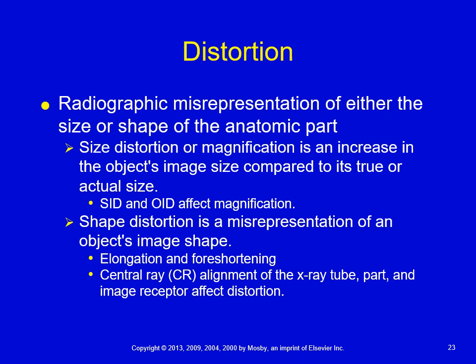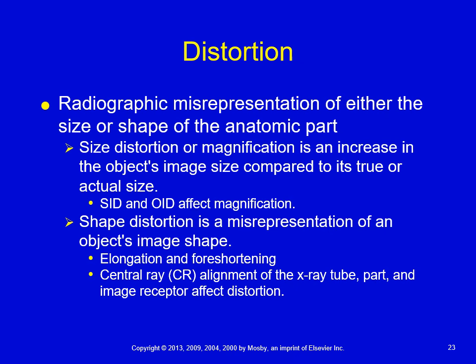All right, so size distortion means that the anatomy looks bigger or larger than it actually is, and we call it magnification. Magnification or size distortion is affected by SID, meaning how close the X-ray tube is to the image receptor. And then it is also controlled by the OID, meaning how far away that body part is from the image receptor or from the table or from the upright bucky.